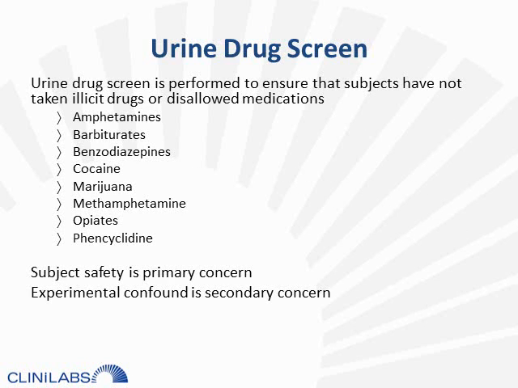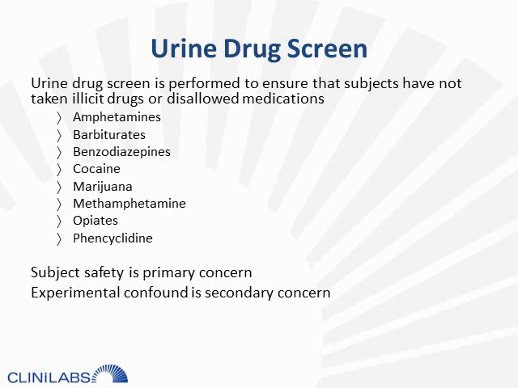Now, for anyone who has participated in a clinical trial, you probably know that the urine drug screen is one component of the screening. The urine drug screen is performed to ensure that subjects have not taken any illicit drugs or any disallowed medications. I've listed a few of the common drugs that are tested in a urine drug screen. These include things like amphetamines, barbiturates, benzodiazepine, cocaine, marijuana, methamphetamine, opiates, phencyclidine. Other drugs can be tested in a urine drug screen.